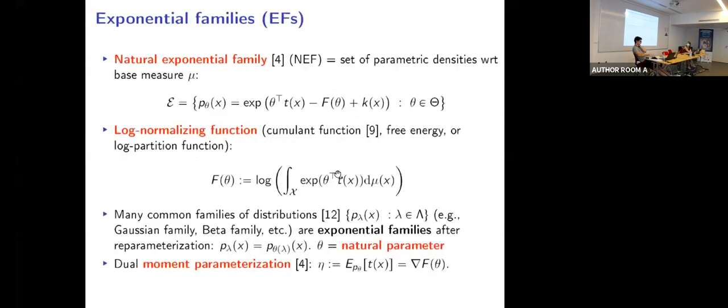Okay, so let's try to do it for exponential families and the KLD. I recall the definition of a natural exponential family here. It's a parametric family of distributions whose density can be canonically expressed like that. And F here is a function called the cumulant function, expressed by this quantity, and it is used to normalize the distribution to 1.